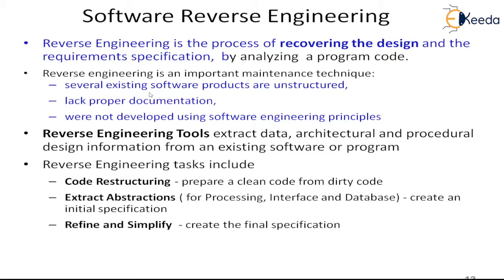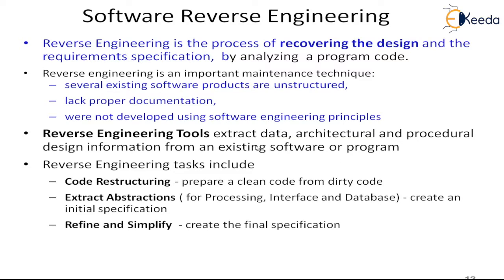Several existing software products are unstructured, lack proper documentation, and were not developed using software engineering principles. So these are the three causes which will force us to do reverse engineering. Now, there are some reverse engineering tools. What do they do? They extract the data, architectural and procedural design information from an existing software or program.